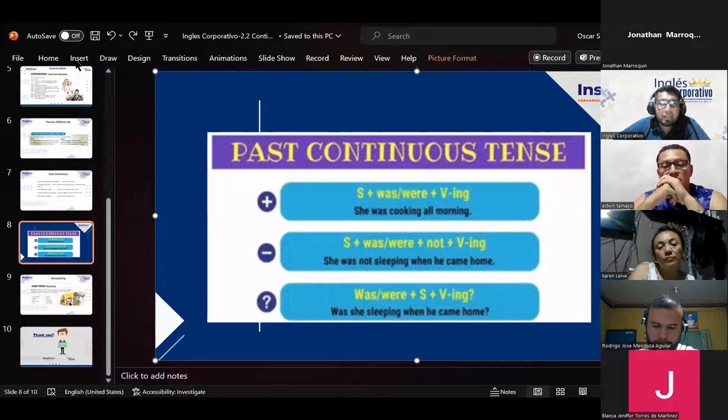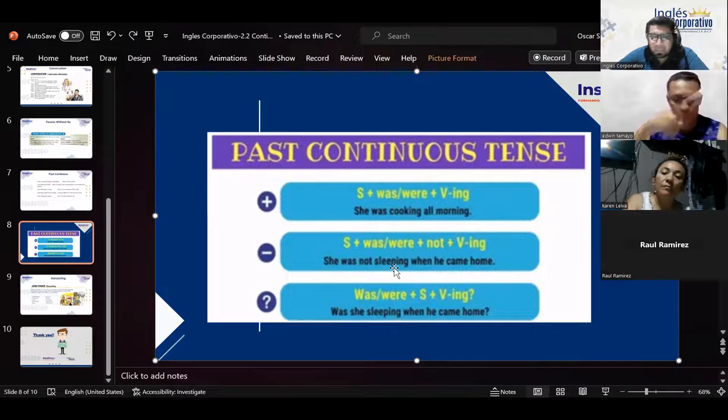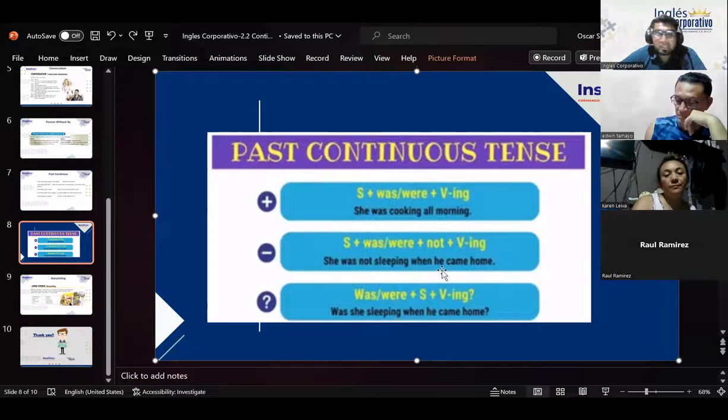So here it is something that is interrupted. And as I mentioned previously, most of these activities are going to be interrupted by something else. So she was not sleeping. That's something the person was not doing, so it isn't necessarily interrupted, but it would have been. If she was sleeping when he came home, maybe she would have had to wake up because he had come home. But as it is negative, you can place both actions in the same sentence, and none of them is going to be interrupted by the other. They simply work well together. So yeah, and then we have the last one.